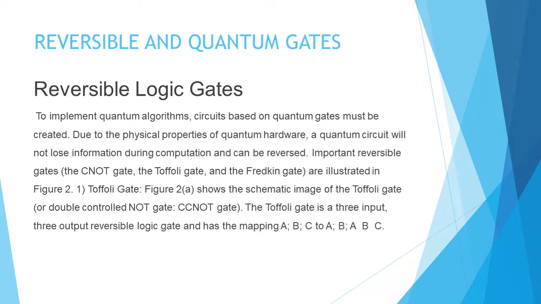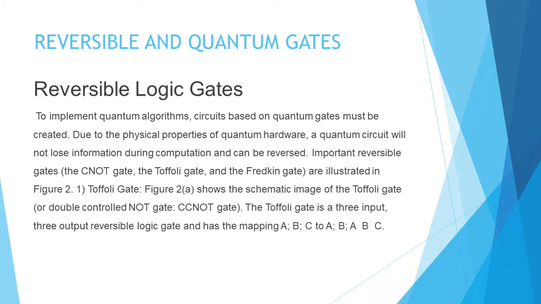Reversible and quantum gates. First, reversible logic gates. To implement quantum algorithms, circuits based on quantum gates must be created. Due to the physical properties of quantum hardware, a quantum circuit will not lose information during computation and can be reversed. Important reversible gates, the CNOT gate, the Toffoli gate, and the Fredkin gate, are illustrated.